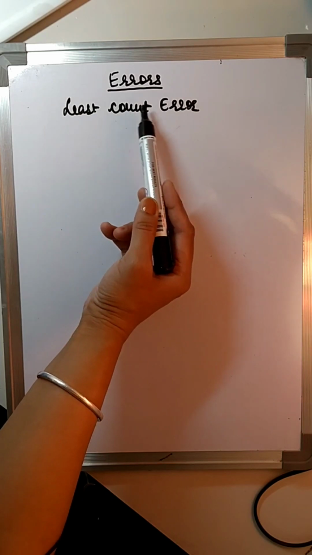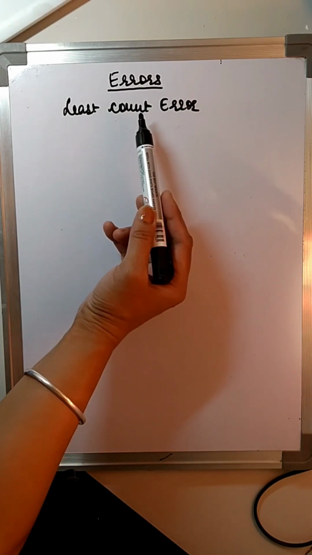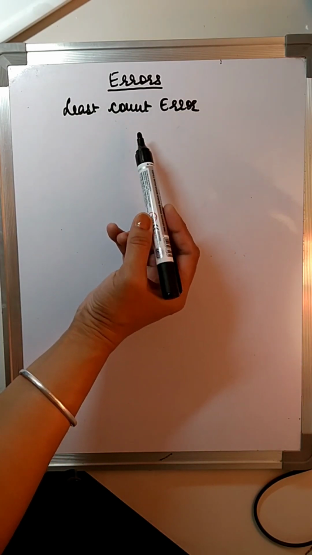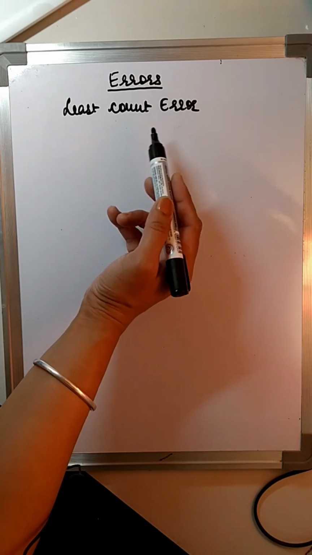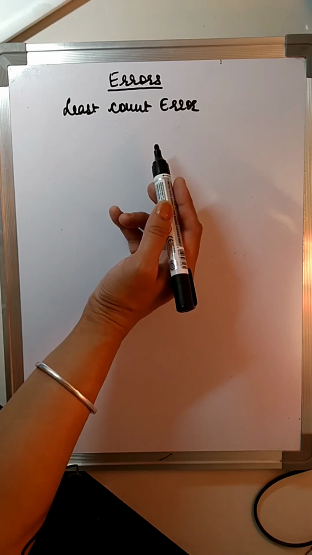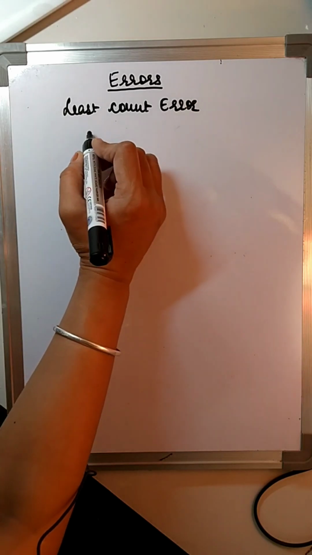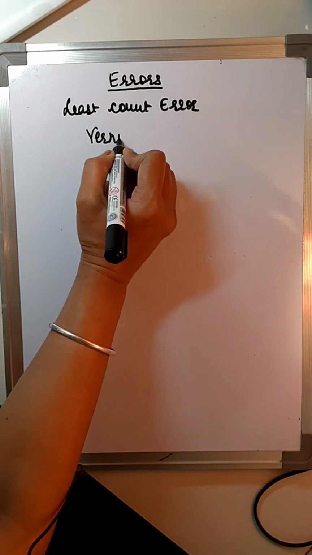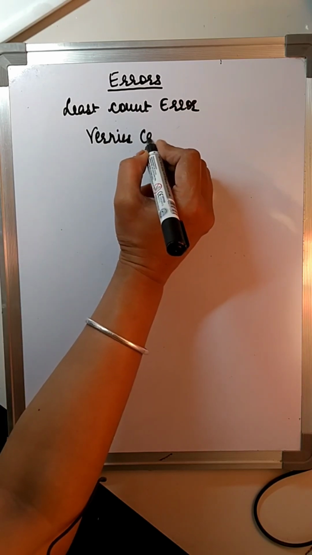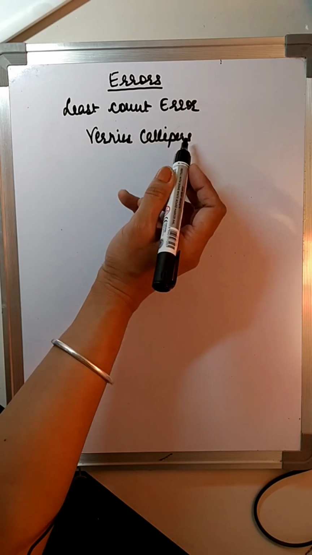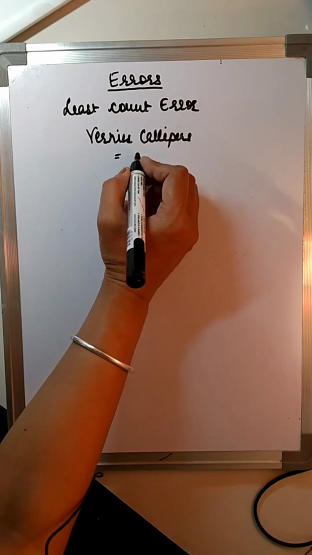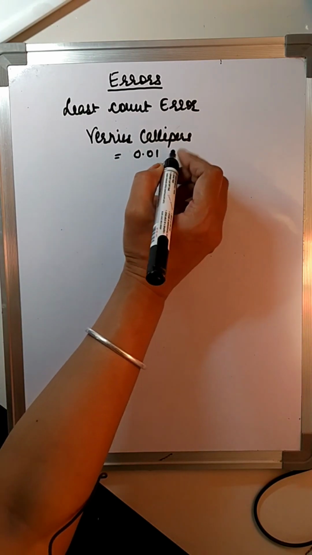Let us start with least count error. Now what is least count error? Least count error is the error which is due to the instrument's resolution. For example, we have vernier calipers. In vernier calipers, the least count of this vernier calipers is 0.01 centimeters, as we know.